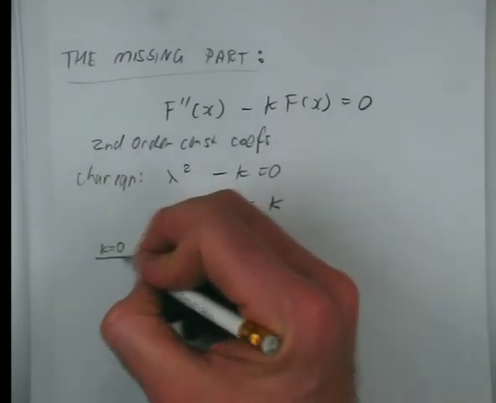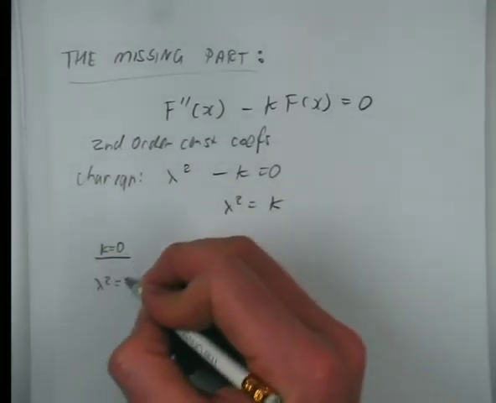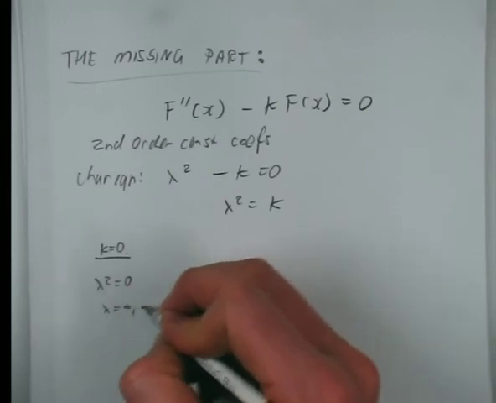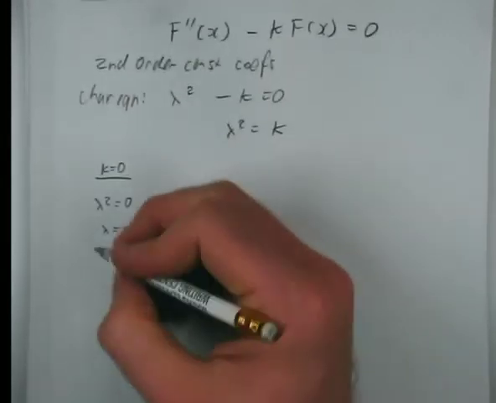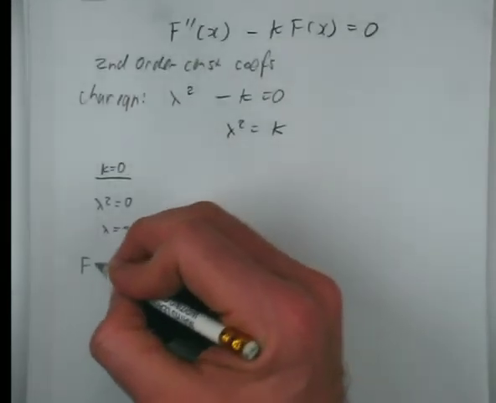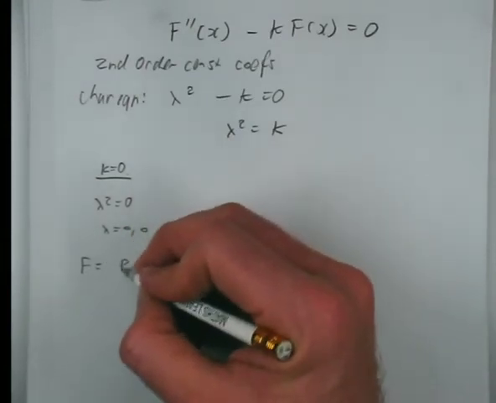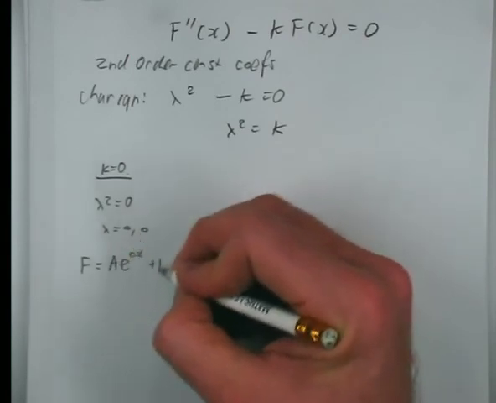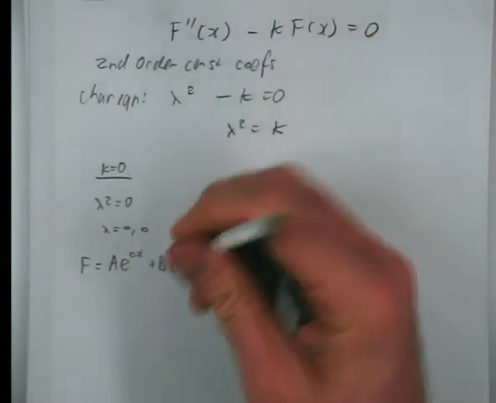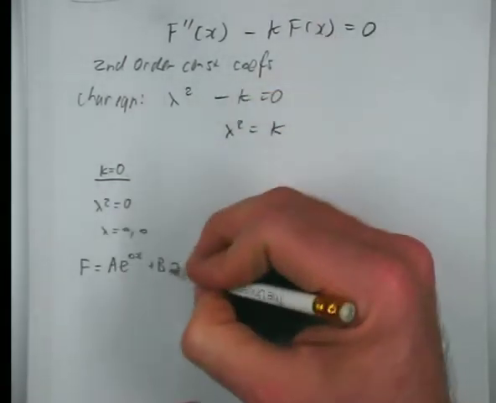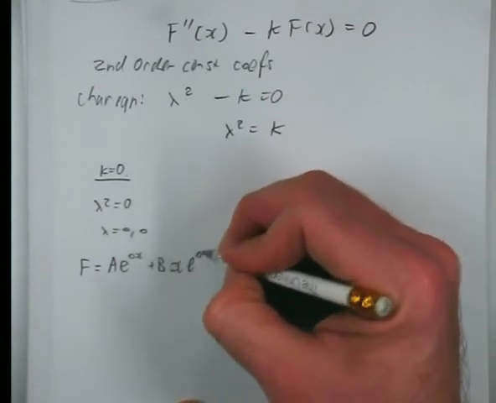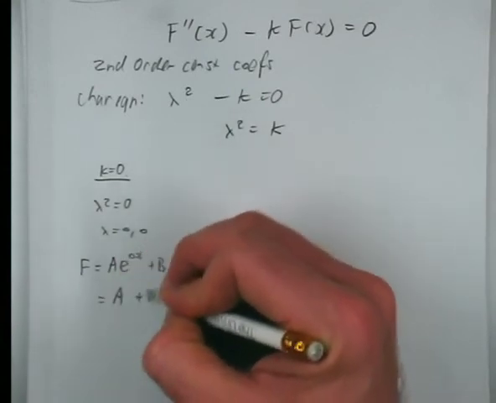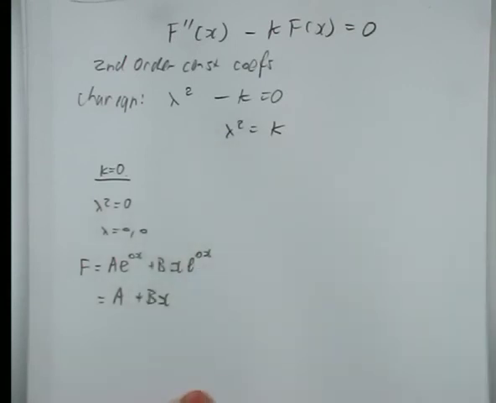k equals 0, which would mean that lambda squared is 0, which means that lambda would be 0 and 0, which means that I would get that f would be a e to the 0x and b x e to the 0x, because that's how you do it when you have a repeated root. So it would be a plus bx, something like that. That's what would happen if k is 0.